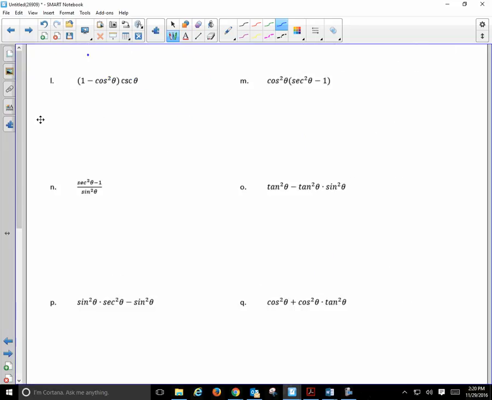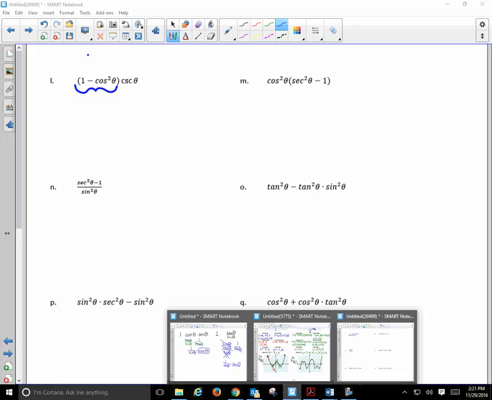We start with letter L. We have 1 minus cosine squared times cosecant. Doesn't look like a very fun problem. And your first inkling might be, let's change it all to terms of sine and cosine. Not yet. Because I see this, and I see that 1 minus cosine squared can be rewritten. Do you see something on your sheet of paper that says what 1 minus cosine squared is? It's sine squared. It says it right here.